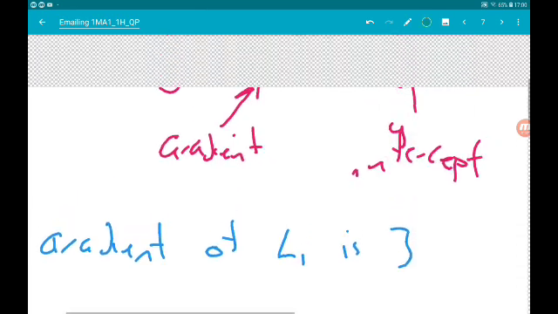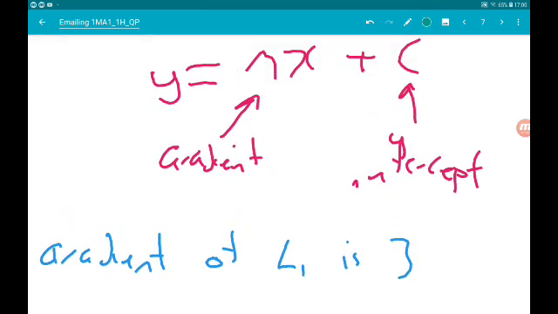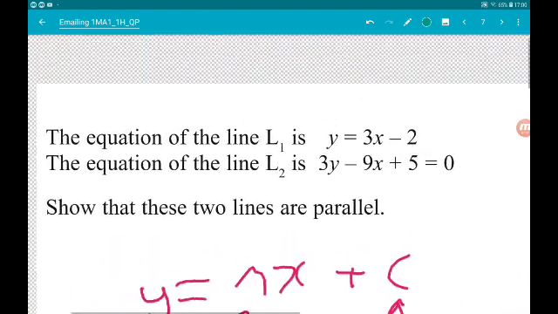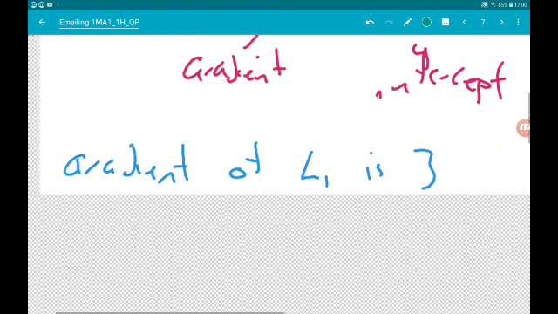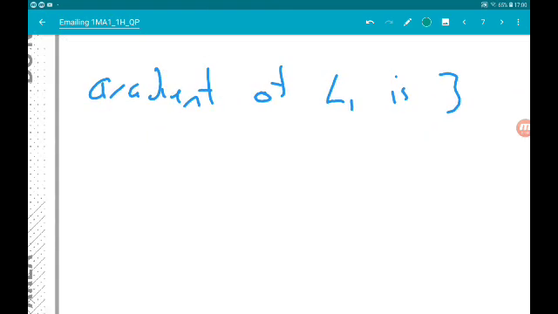What we need to do is rearrange L2 and hope that we get 3 for the gradient. So, as it stands, we have 3y minus 9x at 5 is equal to 0. That's the worst colour in the world.